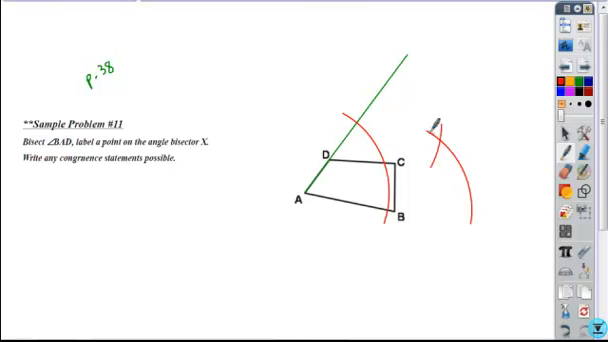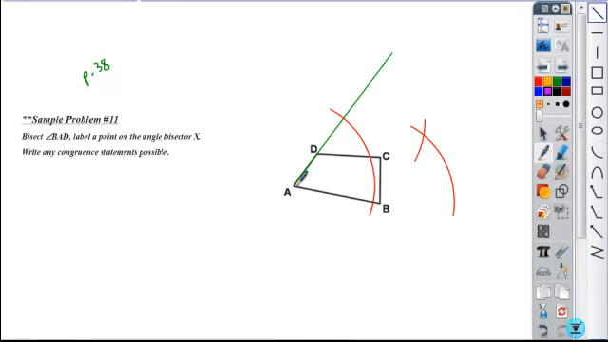So once I have these two arcs intersecting, I can complete my final step, which would be to connect my vertex back through the two intersecting arcs. And once I do that, I will have created my angle bisector.